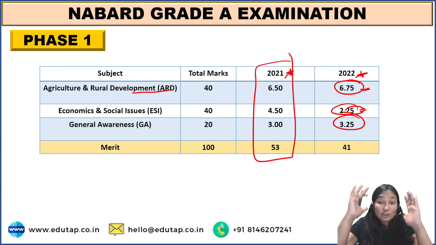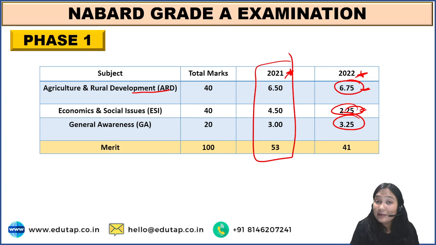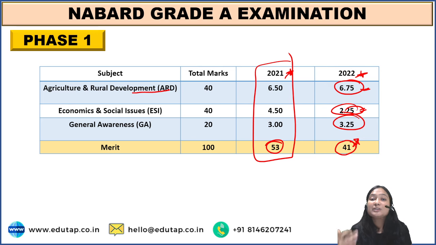If I talk about the total merit, which is very important if you want to sit in Phase 2, to clear Phase 1 you had to get 41 marks in 2022. In 2021 you needed 53 marks. Here you can see the cutoff went down. Why? The paper was difficult compared to year 2021, so the cutoff came down. Now with this understanding, let's jump into the first subject, that is GA.